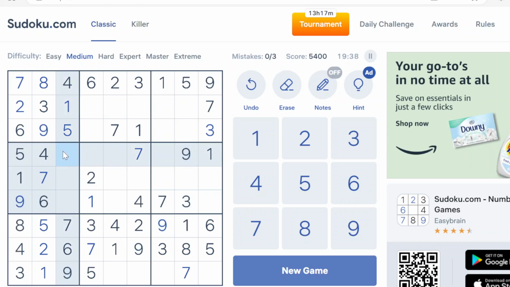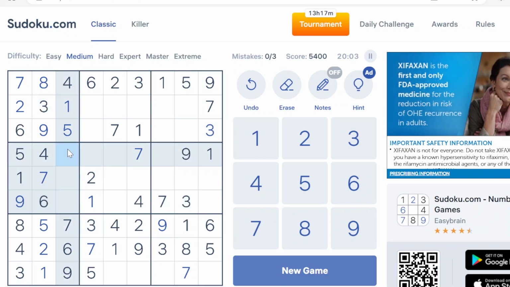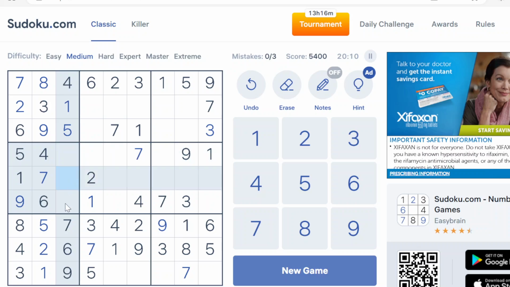But we still have 3 more boxes for this. So we have 2, 3, and 8. Well, this has to be either 3 or 8 because this already has 2. And this has to be either 2 or 8 because this already has 3. But unfortunately, we can't say for sure where each number goes yet.